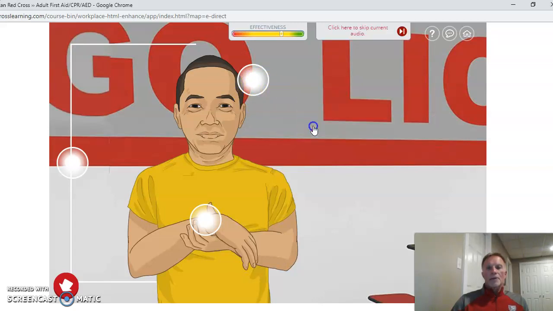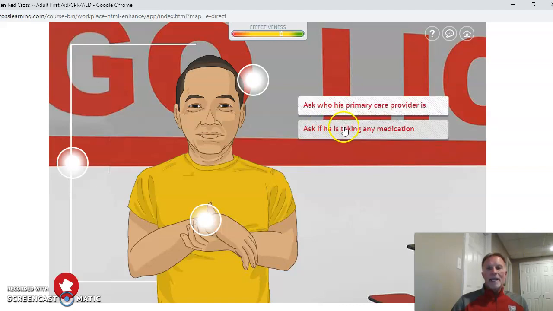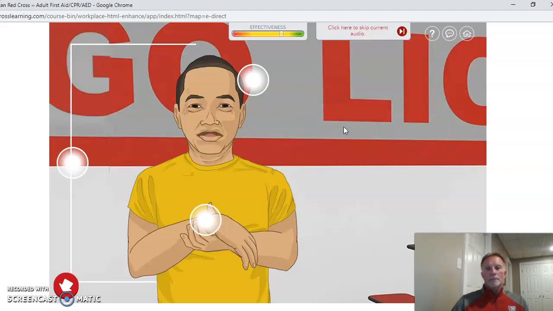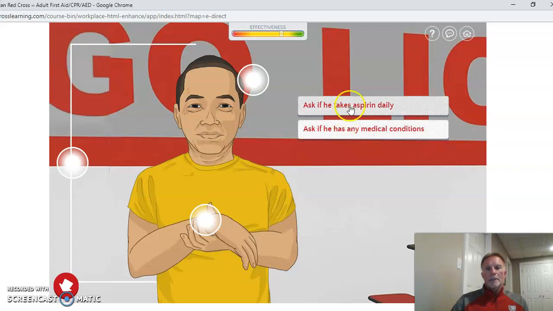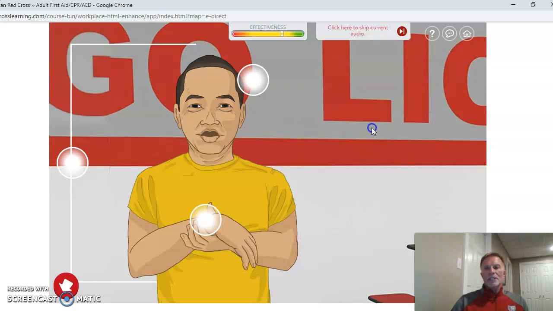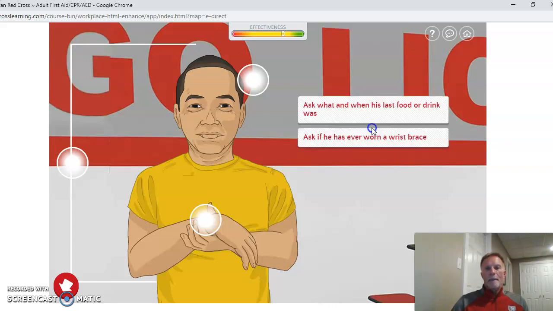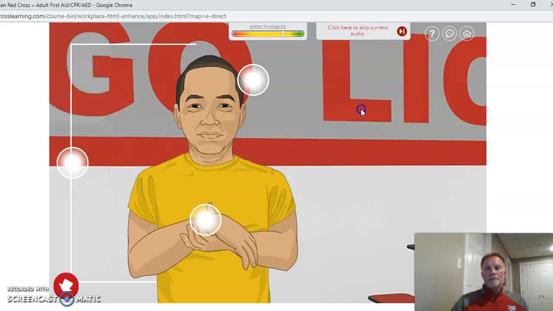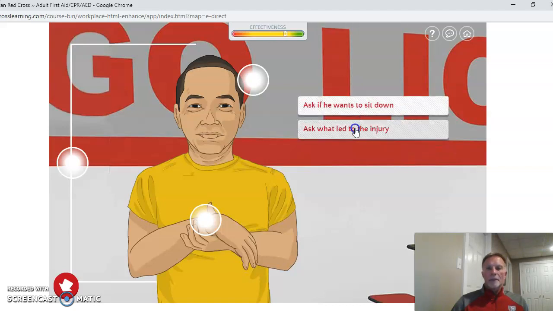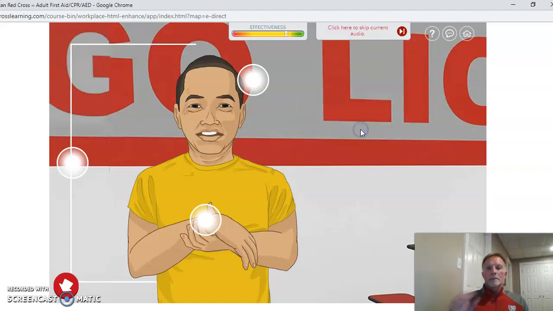Any allergies? We're going through SAMPLE. No, I don't have any allergies. Medication. No, I don't take anything. Okay, so we know with SAMPLE, ask if he has any medical conditions. I don't have any medical conditions. Last food or drink. I just had a ham sandwich. I slipped in some milk and guess I landed wrong.